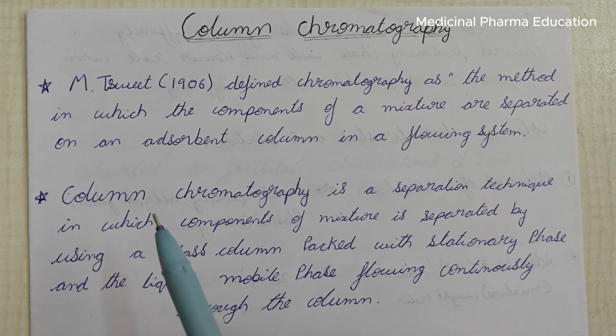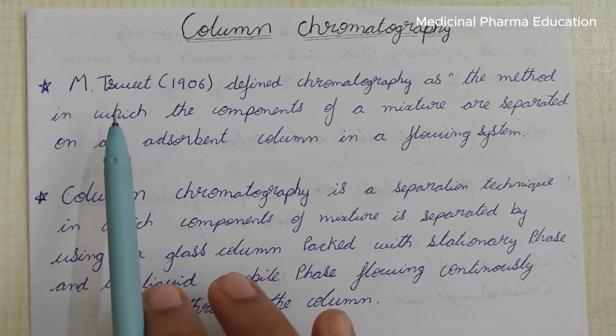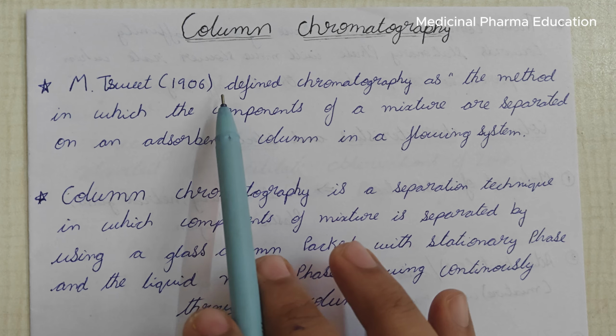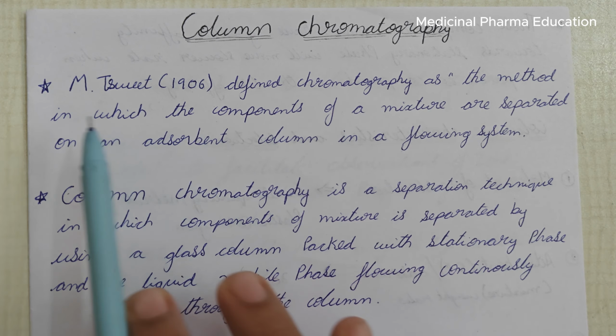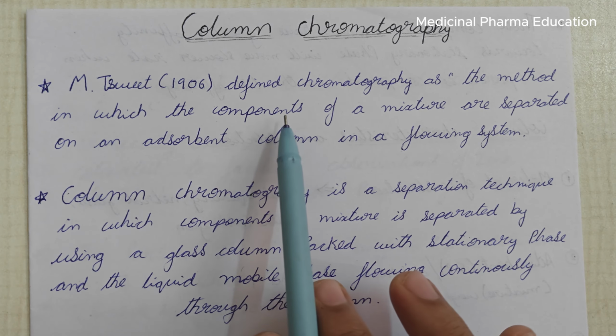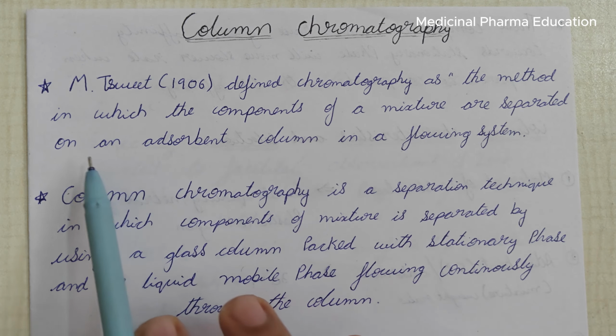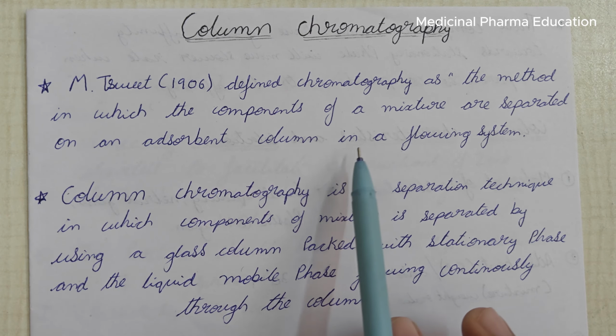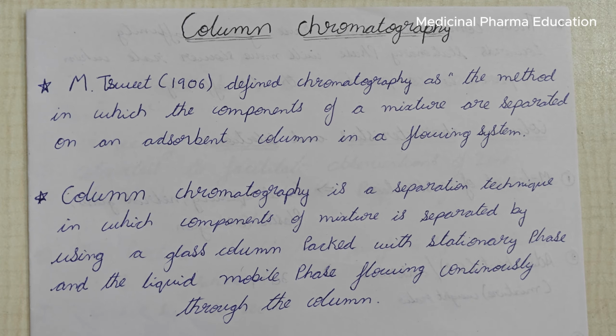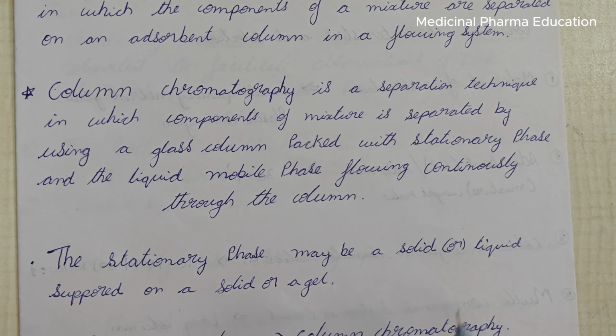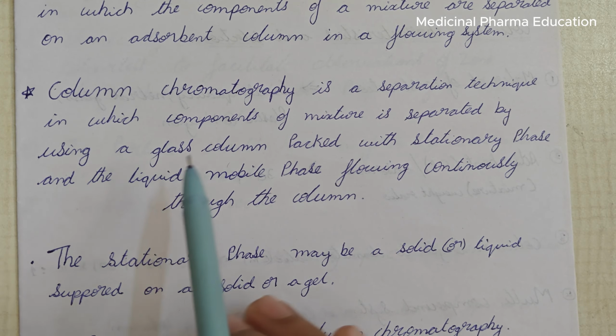M. Tswett in 1906 defined chromatography as the method in which the components of a mixture are separated on an adsorbent column in a flowing system. Next, it's not that important. Let's start with column chromatography.